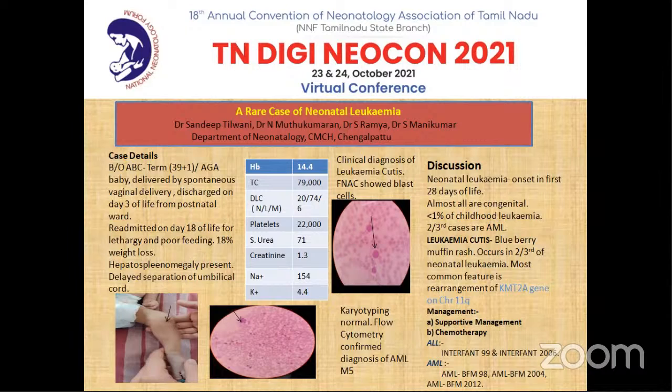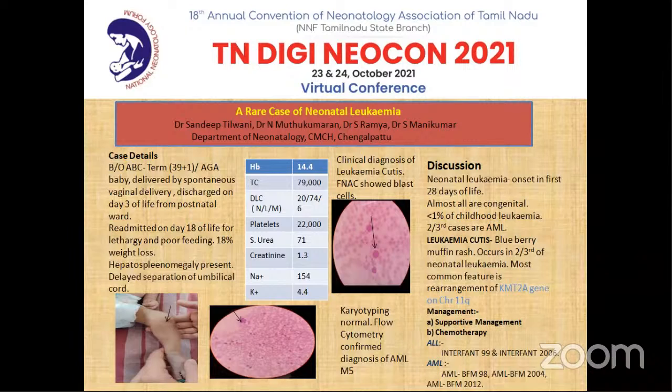So we started the child initially on fluid correction for hypernatremic dehydration, and then subsequently we decided to rule out the causes for this high total count and low platelet count. So we went for a peripheral smear. I have shown the picture of the peripheral smear, and as I have pointed out with the arrow, there was the presence of blast cells in the peripheral smear.